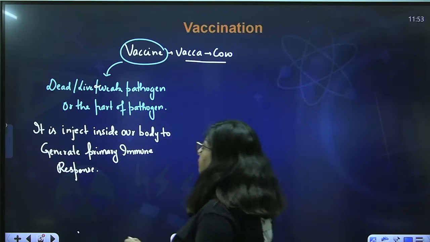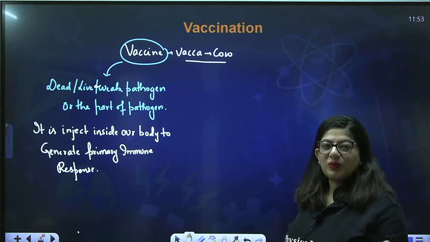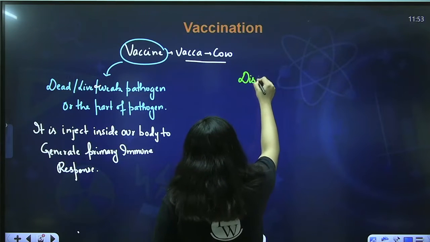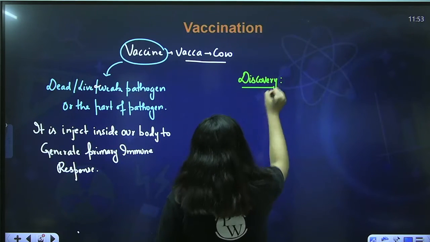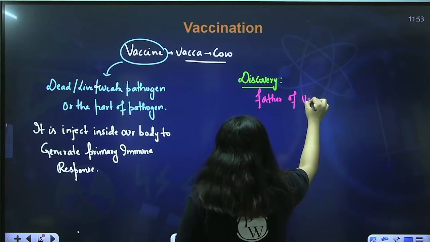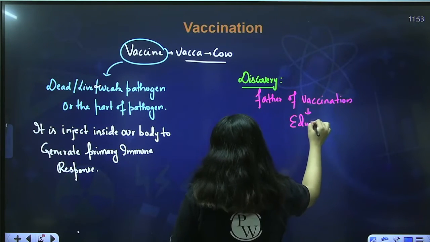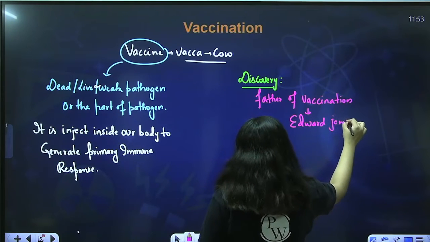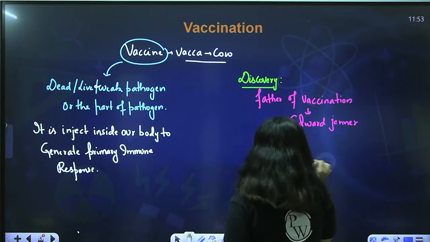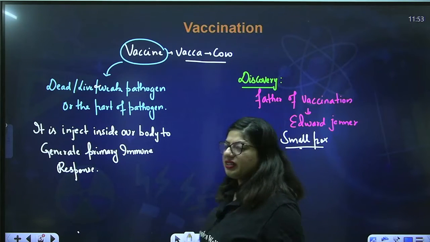Okay. Now, why is it known as vaccine, or why has the word been taken from cow? That is in the discovery of the vaccine. The father of vaccination is Edward Jenner. So Edward Jenner was the scientist who made the first vaccine, and that was against smallpox.